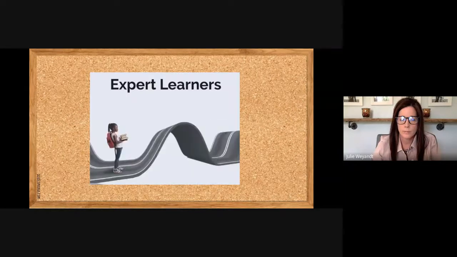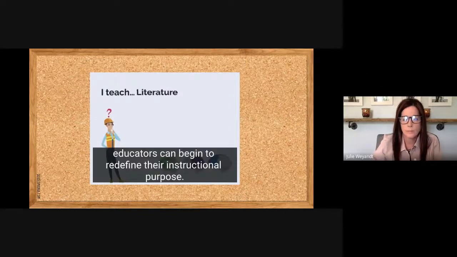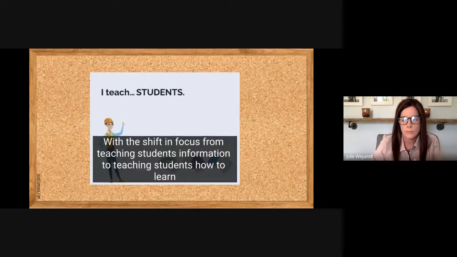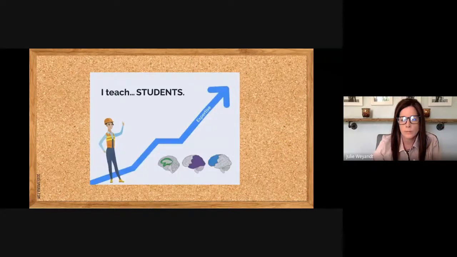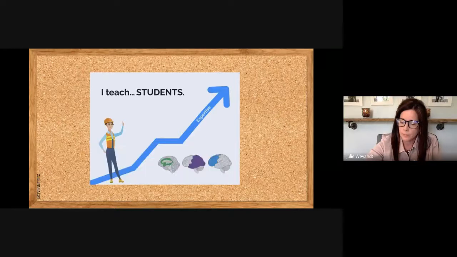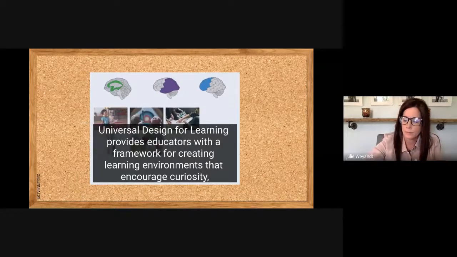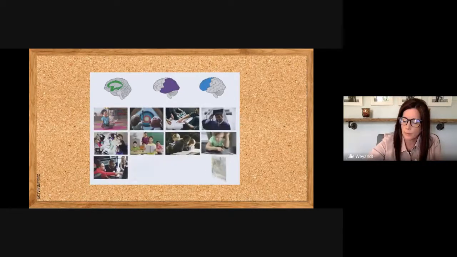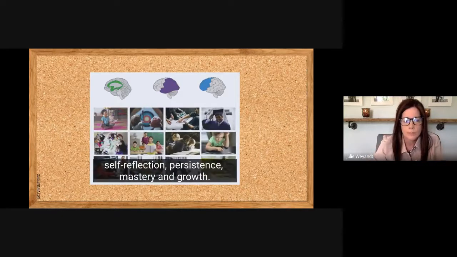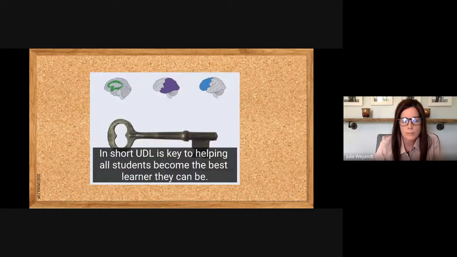Armed with knowledge about what makes an expert learner, educators can begin to redefine their instructional purpose. With the shift in focus from teaching students information to teaching students how to learn, educators can design engaging and goal-directed learning opportunities. Universal Design for Learning provides educators with a framework for creating learning environments that encourage curiosity, passion, self-reflection, persistence, mastery, and growth. In short, UDL is key to helping all students become the best learner they can be.